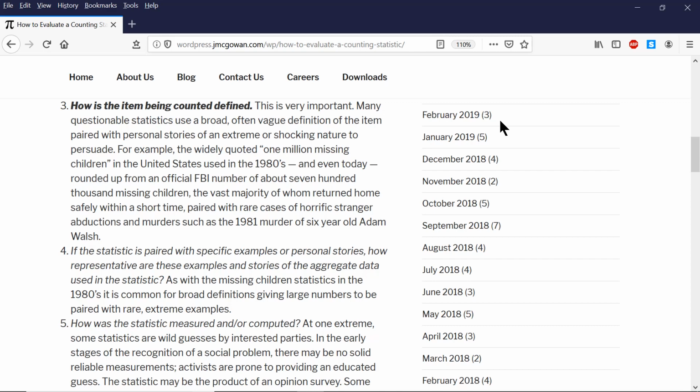The million missing children number was often paired with stories of stranger abductions and murders, like the 1981 murder of 6-year-old Adam Walsh. There were quite a number of these that were reported. They were pretty rare, and they're still pretty rare, but they were paired with this very large number. If the statistic is actually paired with specific examples and stories, which is common, it's very important to check if the stories that you're reading or the examples are representative of the data used for the statistics. And this ties in closely with the definition.